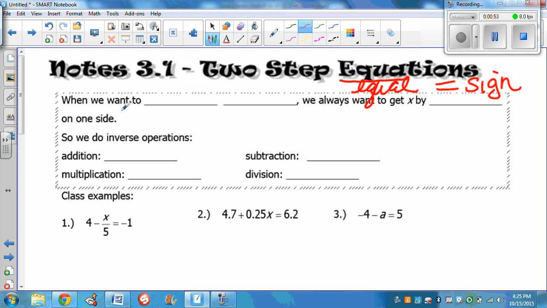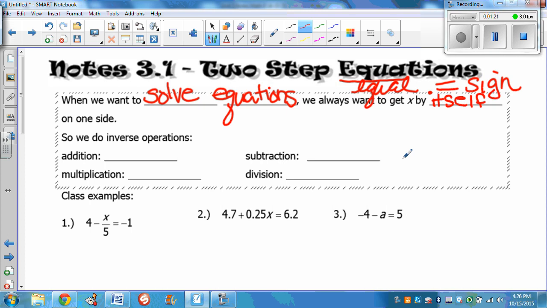So when we want to solve equations, we always want to get x by itself. We're going to be solving for x, so x has to be all alone and positive on one side. So how do we do this?